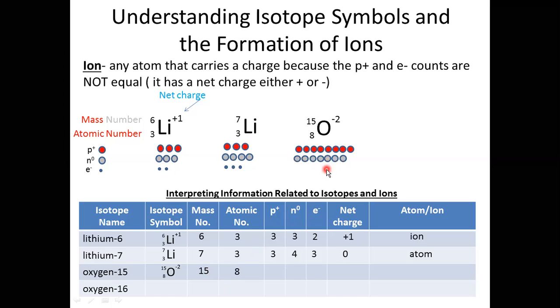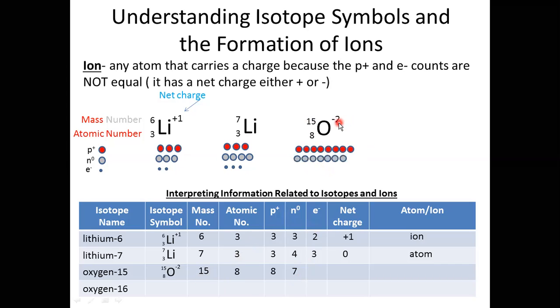No other atom would have 8. So all oxygen atoms have to have an atomic number of 8. That's 8 protons. Well, the number of neutrons is the difference between the mass number and the atomic number. If there are 8 protons, that means there are 7 neutrons. So 8 plus 7 adds up to our mass number.